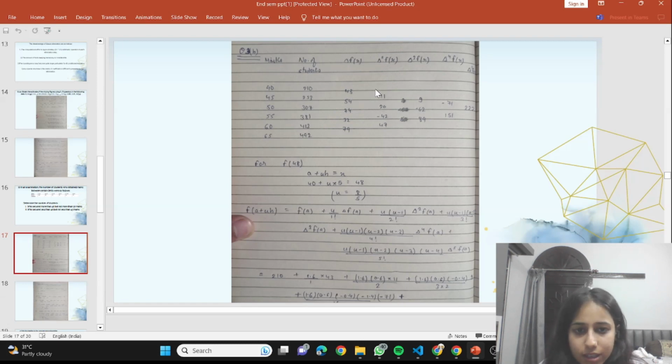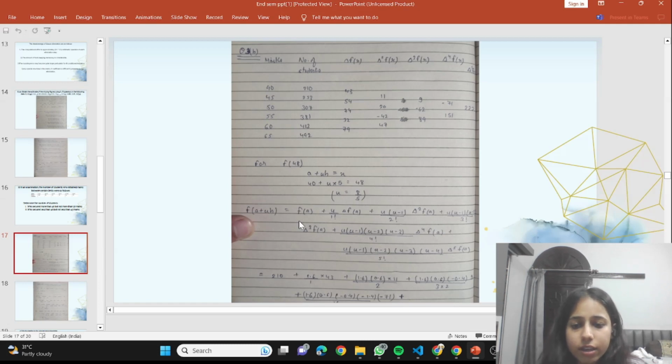54 minus 43, the result is written here. 74 minus 54, the result is written here, and we will go up to del 5 fx. For f of 48, a plus uh is equal to x, a is equal to 40, h is equal to 5, and x is equal to 48. So we'll calculate the value of u, which is equal to 8 by 5.